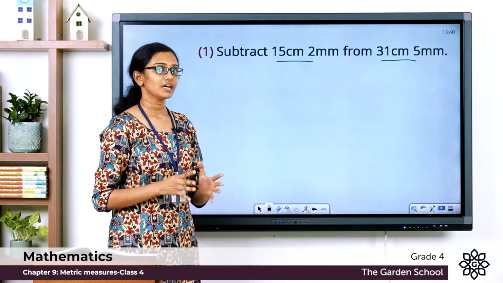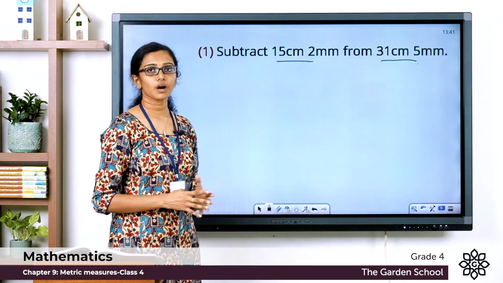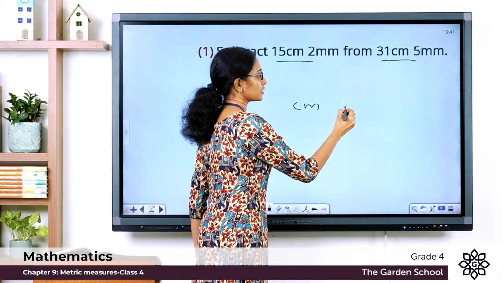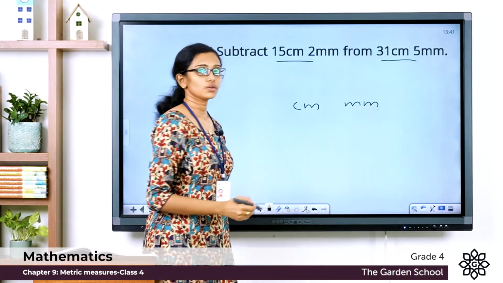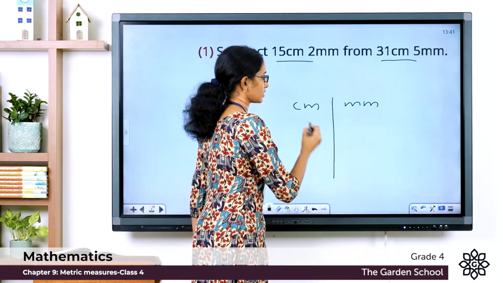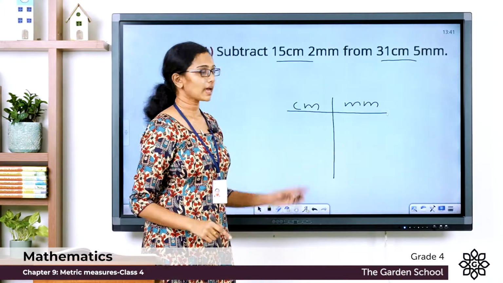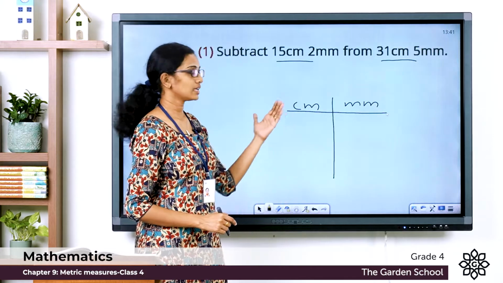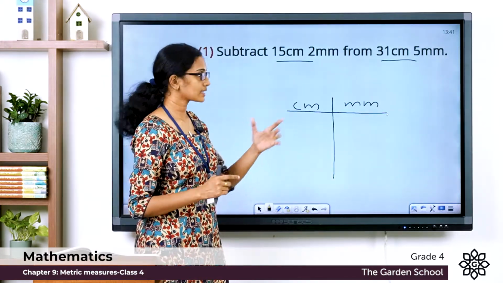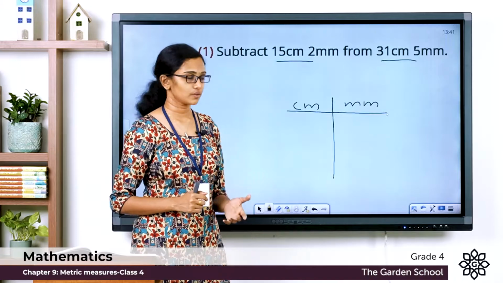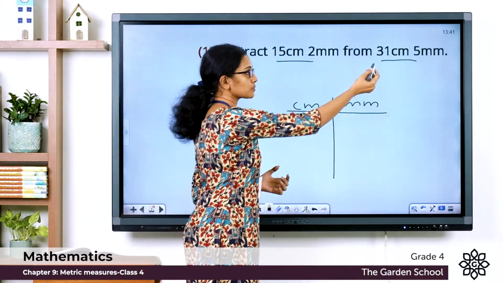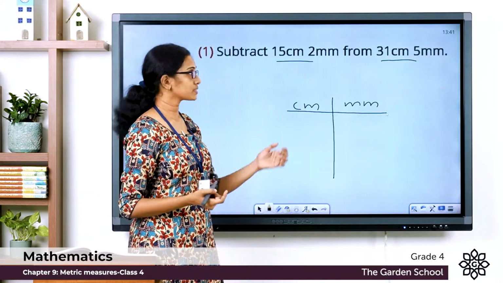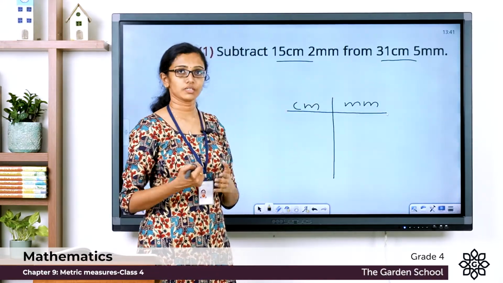So let's draw a grid for the column of units. Here the larger unit is centimeter, whereas the smaller unit is millimeter. See, the smaller unit has to be written to the extreme right, then the larger to the left. So the next step is to write the given measurements in proper columns of units. Here the larger measurement is 31 centimeter compared to 15 centimeter. We have to subtract 15 centimeter from 31 centimeter, right?